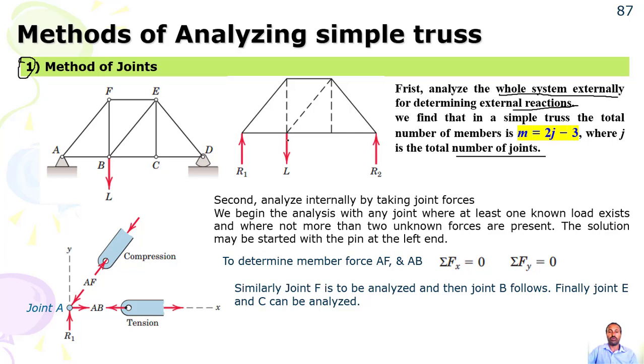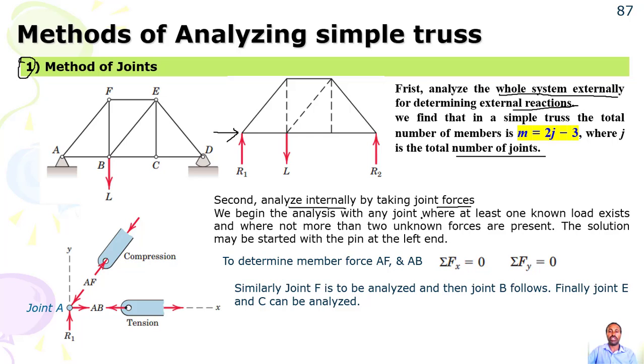And second, once you draw this external reaction, for example, this beam, you may have a horizontal force, but there is no other horizontal force, so we can eliminate it. And you have the load, and then reaction 2. This is a roller. Then second, analyze internally by making joint forces.